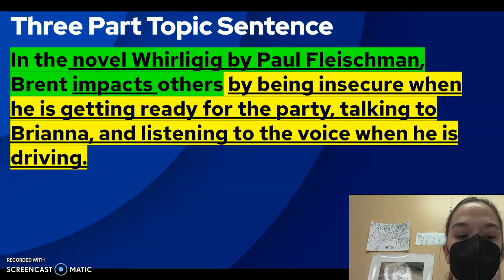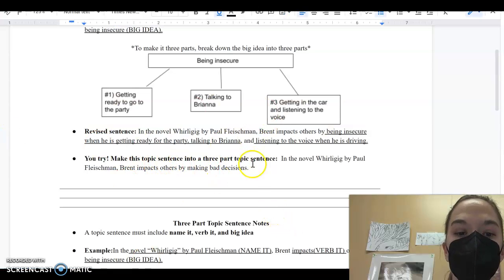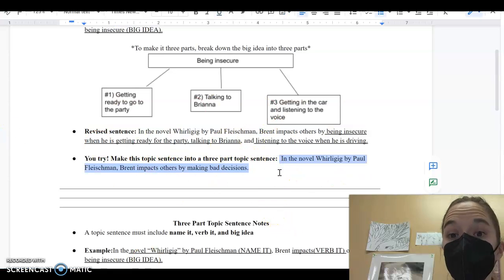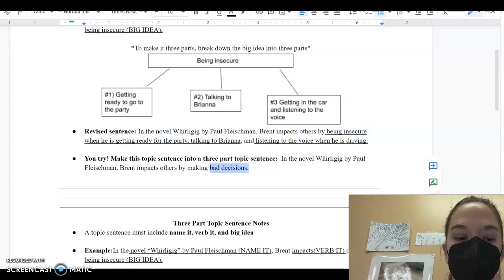If we take a look at your note page, we went over this part in class, right? Here's another topic sentence that you then were going to make into a three-part topic sentence. So in the novel Whirligig by Paul Fleischman, Brent impacts others by making bad decisions. Now I need to think of three bad decisions that he makes that also impacts others. When I have them, I'm going to rewrite that topic sentence.